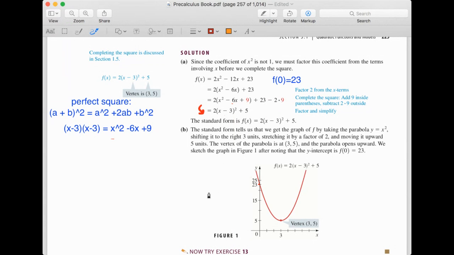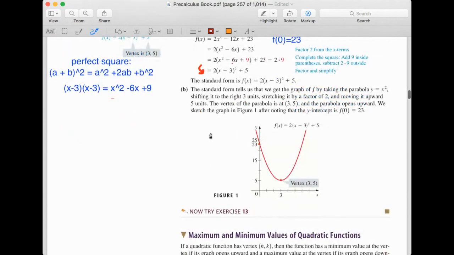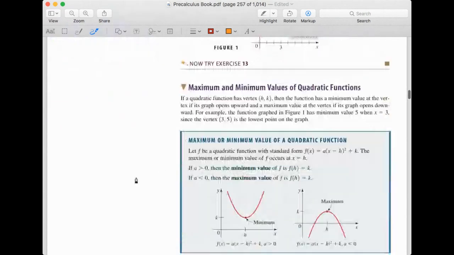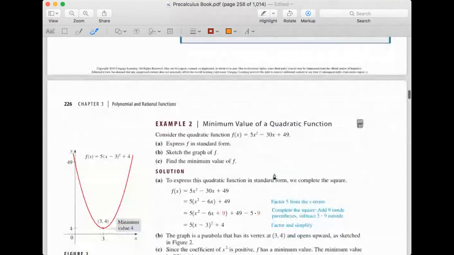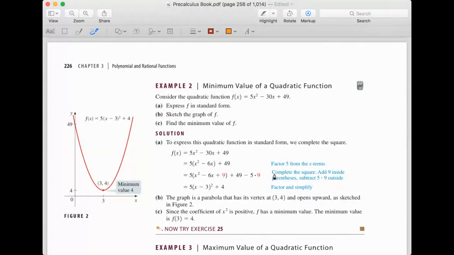Any questions? So this completing the square is a little bit difficult sometimes. And also we have another way to draw a quadratic function. This is not the only way. So we call this point minimum, and we call this point maximum. Let's see example 2.